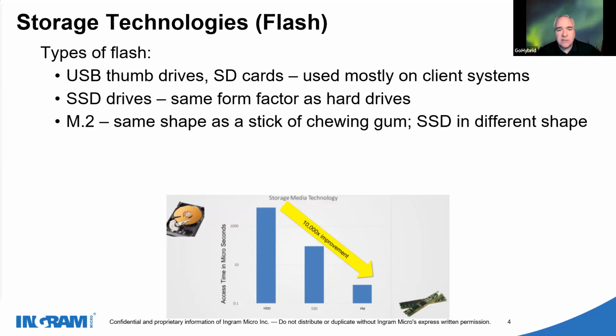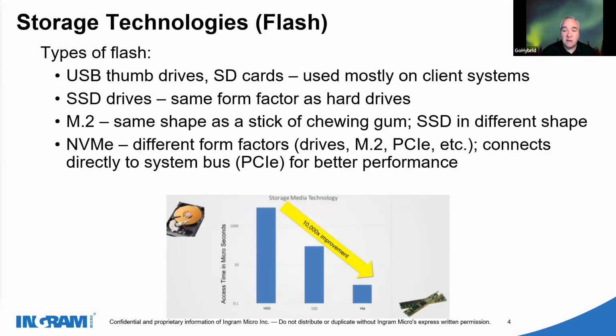There's also a storage technology called M.2. M.2 is flash storage in the shape of a stick of chewing gum, or if you want to think about what a memory DIMM looks like, but instead of having the connectors on the long edge, the connectors are on one of the short edges. It's essentially an SSD drive in just a different shape.